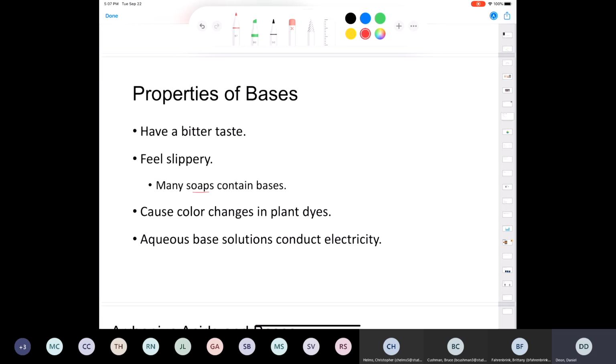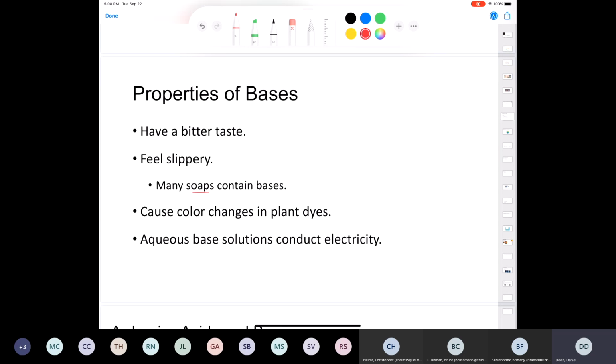Now, I wouldn't recommend going around and touching any kind of bases because bases are very caustic. They can burn your skin quite badly. But basically, if you take a strong solution of a base like sodium hydroxide, for example, and you touch that with gloves on, with nitrile gloves, it will feel kind of slippery. Anyhow, same thing as with acids. Bases can change the pH of soil, which can change the color of certain types of flowers.